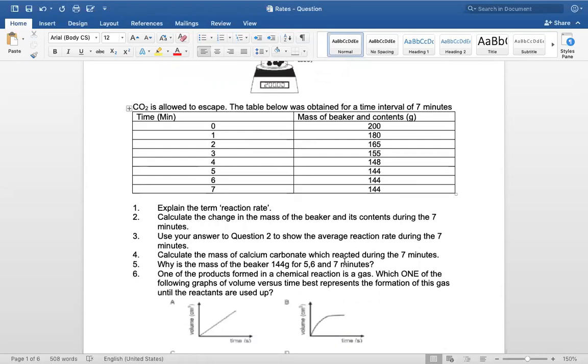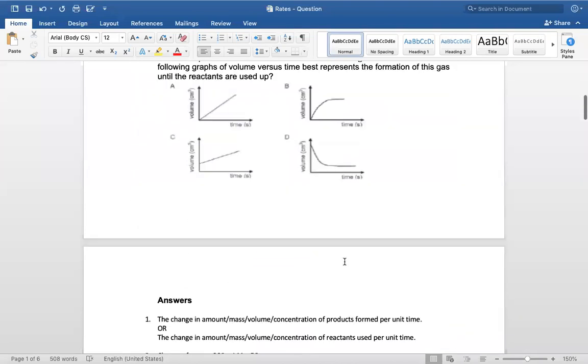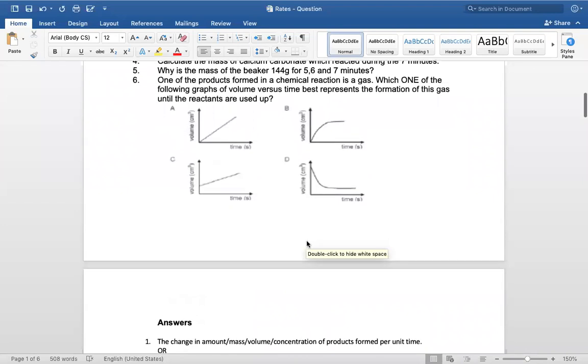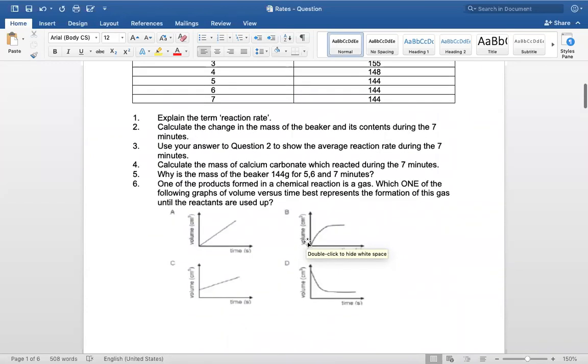So the first question is, explain the term reaction rate. What is reaction rate? I hope you're writing answers. What is reaction rate? The reaction rate will be the time, the speed at which the reaction takes place. Look at the answer: the change in amount of mass, volume, acceleration, concentration of products formed per unit time, right? The change in the amount of substances per unit time. So the speed at which the reaction takes place, all right?